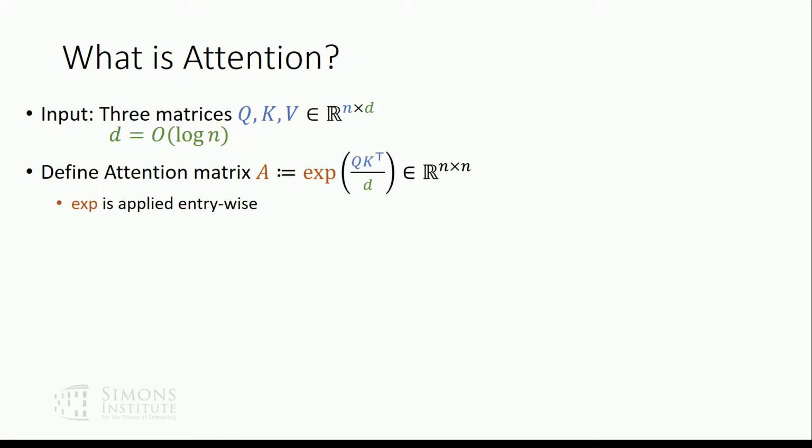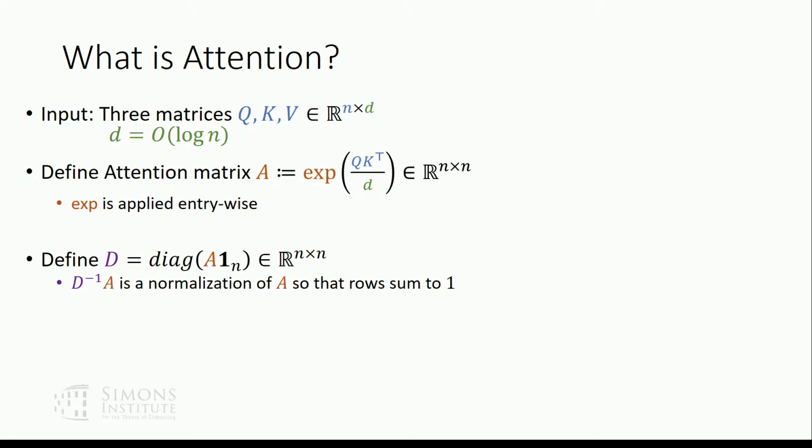So you get this attention matrix A, and then there's one more important matrix D, which is a diagonal matrix where you multiply A by the all ones vector, so you get the row sums of A. And then you think about multiplying D inverse times A. So this is like normalizing A so that all its row sums are 1. So you can think of the rows as a probability distribution. Okay, so these are the ingredients.